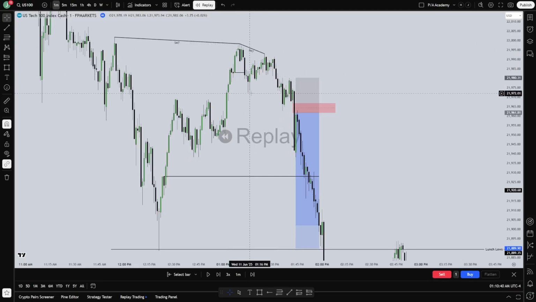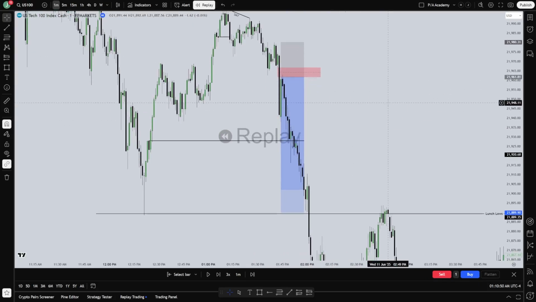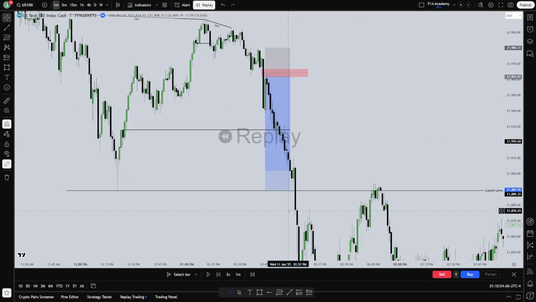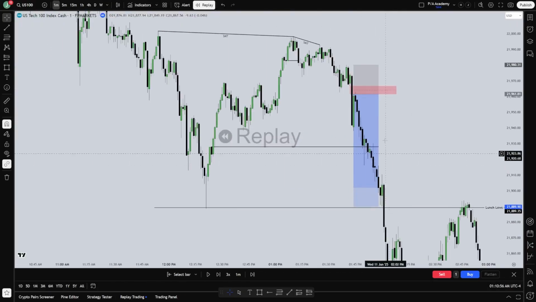Since we broke structure again, if I were to take the trade in here, the stop would be above here. And then we broke structure down again right here, so my stop loss would be above there. And yeah, so how I would have trailed my stop loss, it would have been something like this.